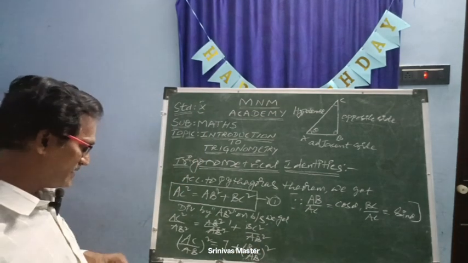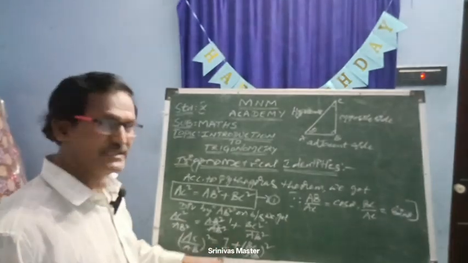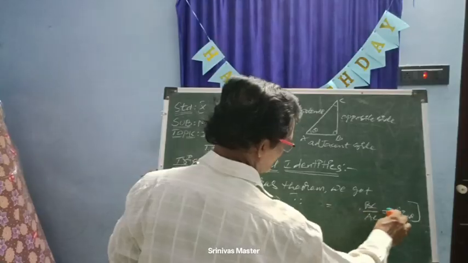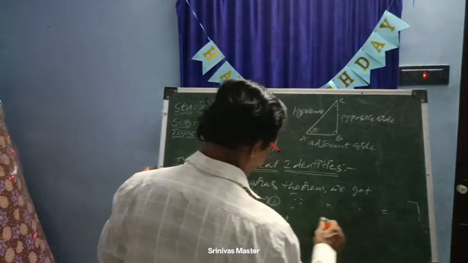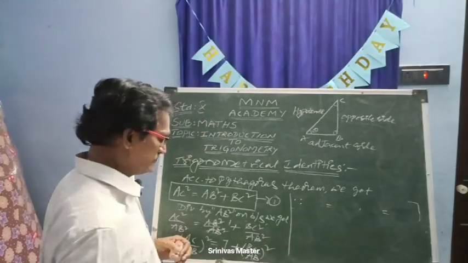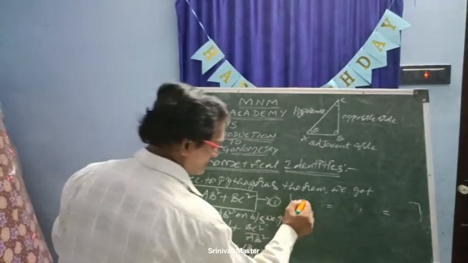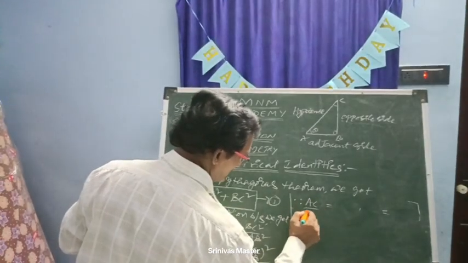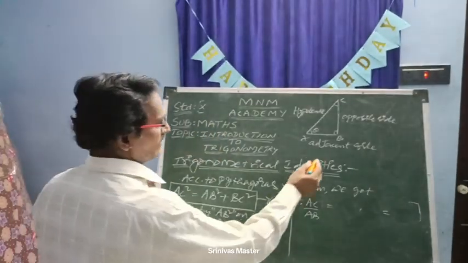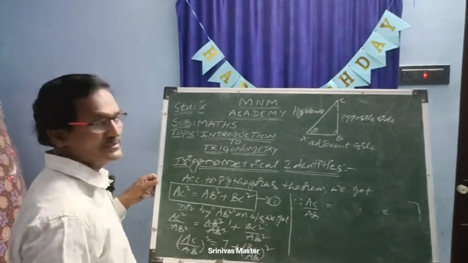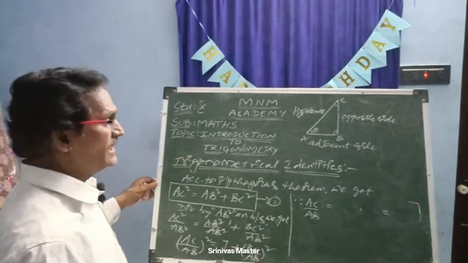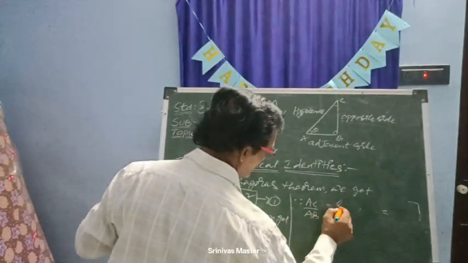Now what we have to eliminate? AC by AB and BC by AB. What ratios will they become? We'll see that. See children, AC by AB. What is AC? Hypotenuse. What is AB? Adjacent. Hypotenuse by adjacent means what you call? Sec theta.